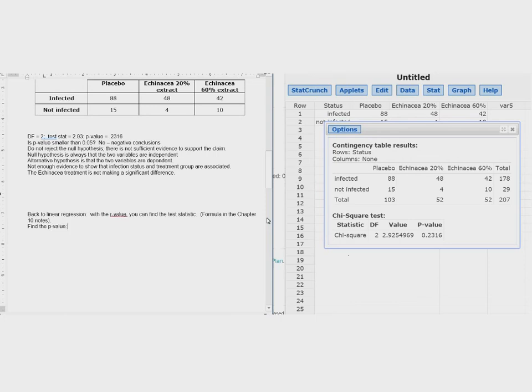And to do this, this also is in the Chapter 10 notes. You use tcdf on your calculator. So you'd use tcdf, put in your test statistic, and then put in the large positive number, and then put in the degrees of freedom, which is your sample size minus 2. Now, to get your actual p-value, you have to multiply this by 2.